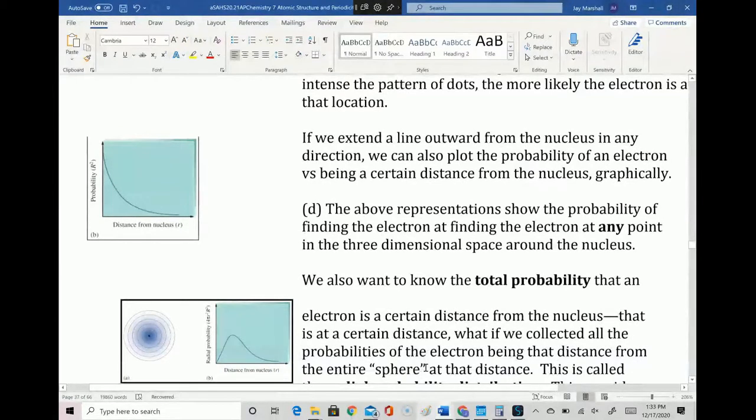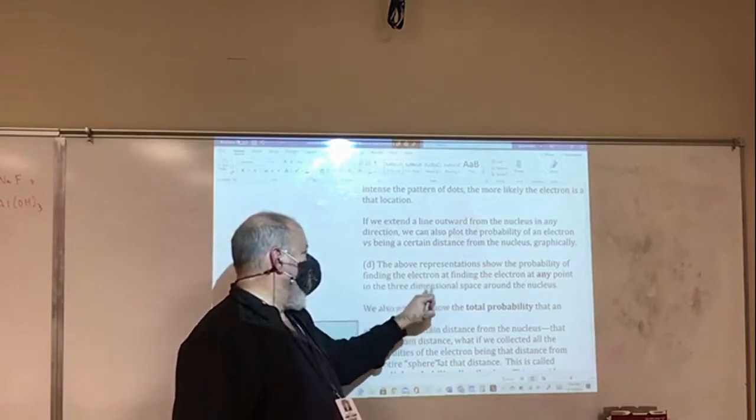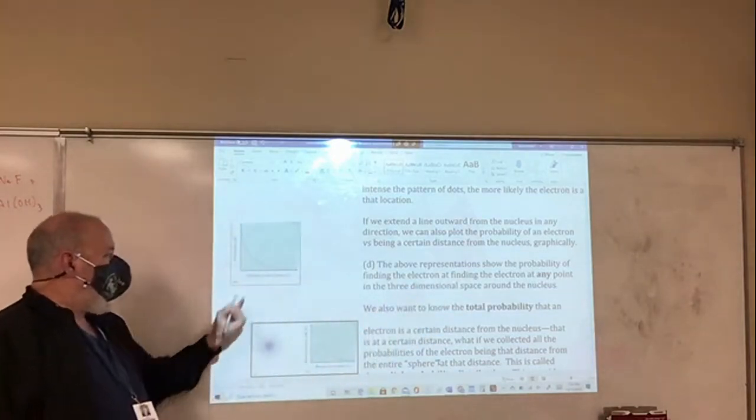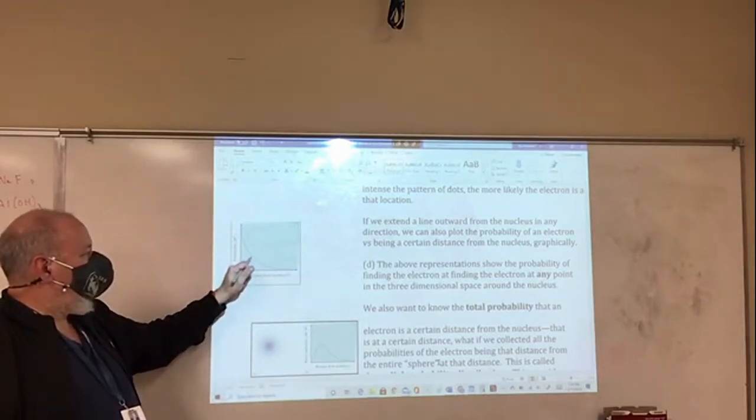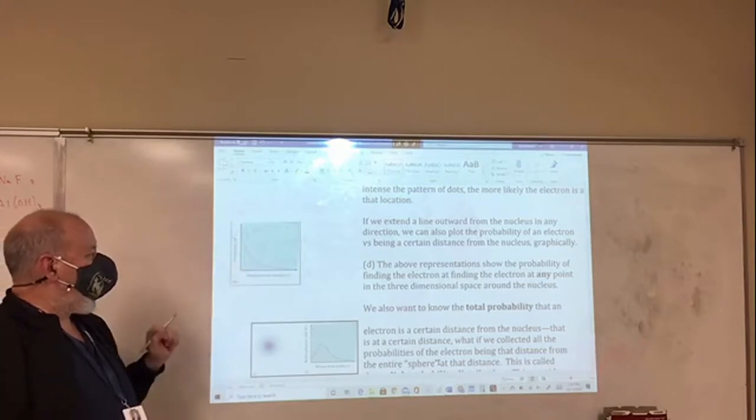Now, if we extend a line outward from the nucleus in any direction, we can also plot the probability of an electron versus being a certain distance from the nucleus graphically. Okay? And so we find out that for an S orbital, the probability is that the further we get away from the nucleus, the less likely the electron is there. The above representations show the probability of finding an electron at any point in the three-dimensional space around the nucleus. So if I'm this far from the nucleus, the probability that I'll be within that space is this great.